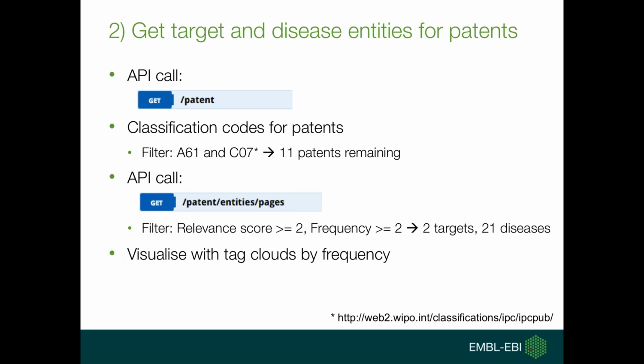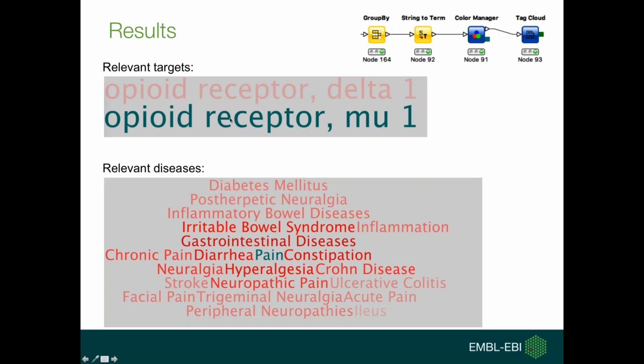Again, I will try to visualize these entities with tag clouds based on their frequency. These are the relevant targets from these 11 patents for eluxadoline, 2 opioid receptors, delta and mu, respectively, and a number of diseases such as pain, constipation, diarrhea, gastrointestinal diseases, etc. So these are the targets and diseases that are related to eluxadoline according to their occurrence in patents. Let's see if this actually makes sense.